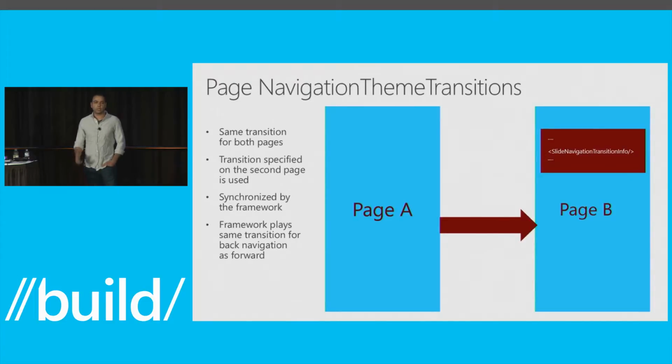So let's say when you go from page A to page B, you want this navigation to do a slide transition. Then all you need to do is, on page B, specify that you want a slide navigation transition. The cool thing is the system will automatically make sure that both the pages in this navigation play the right animations, going forward and backward. And also that the transition from one page's animation to the other page's animation happens very smoothly. So you don't have to do any work except specify what animation you want.